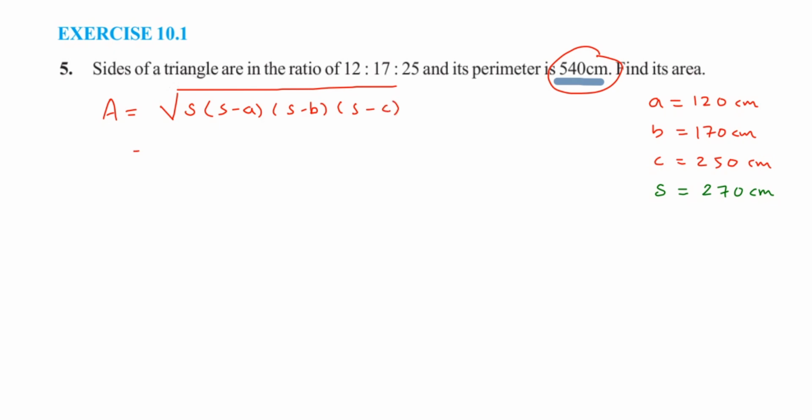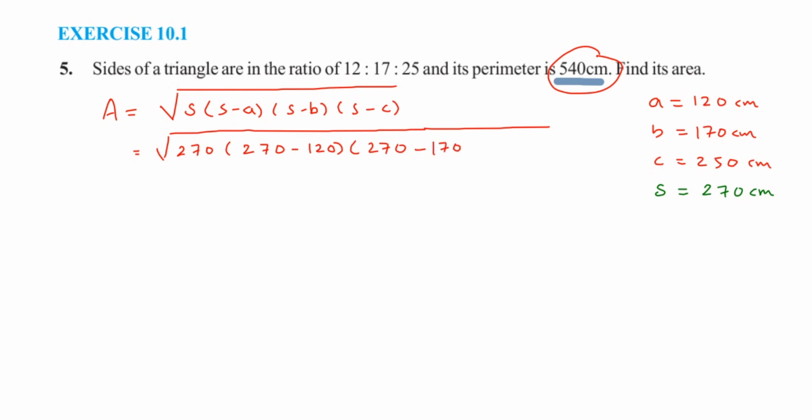So substitute the values. So square root of the semi-perimeter, that is S, is 270, and in the brackets S minus A, so 270 minus 120. Then we have S minus B, so 270 minus 170. Then S minus C, so 270 minus the C value, which is 250. Now solve the brackets. So this is equal to the square root, first is 270.